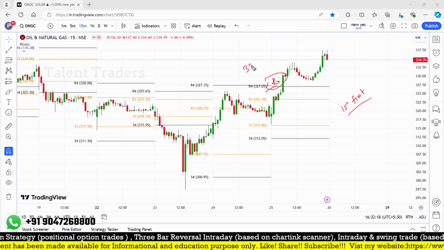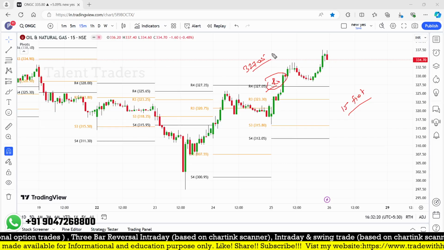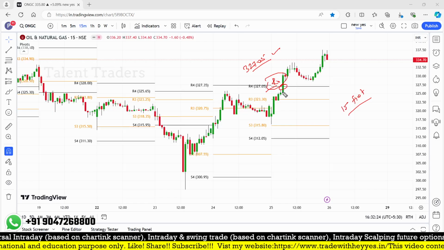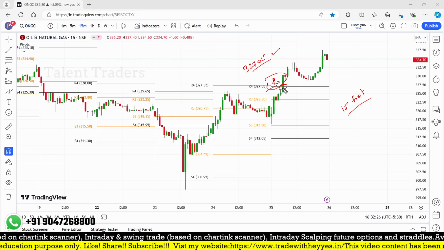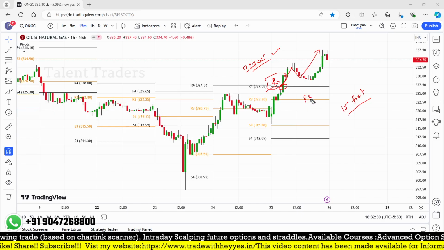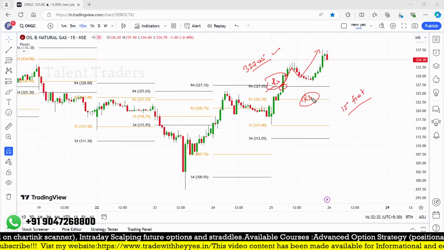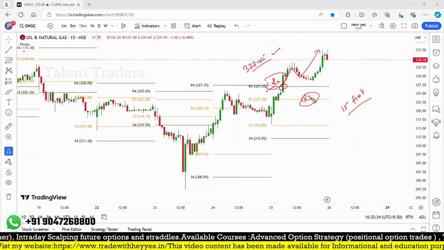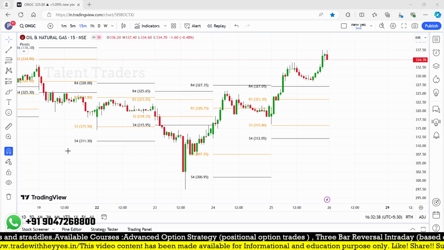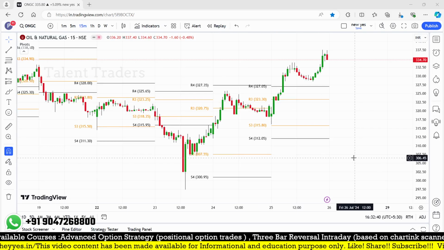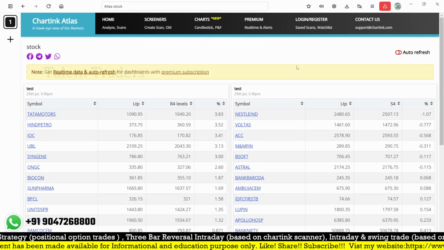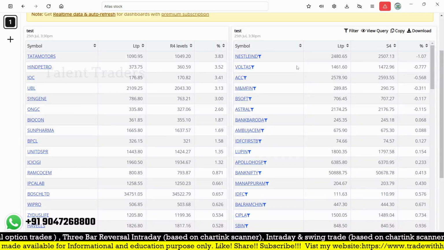Here the R4 level is 327.05, and it gave you the breakout somewhere around 12 o'clock, and after that it gave you a good move. Maybe we can keep R3 as a stop loss. That's a logic which we used even in our option trades, and here it is equity based. We are going to find stocks which give you the breakout after 9:30. This is the dashboard where you can find them, and I will share this dashboard.